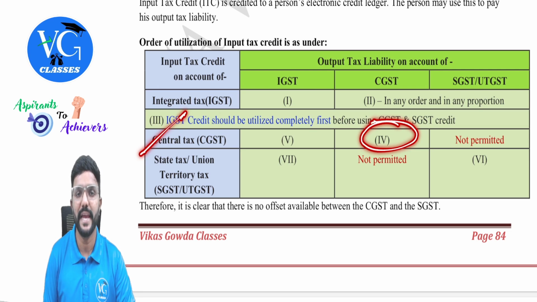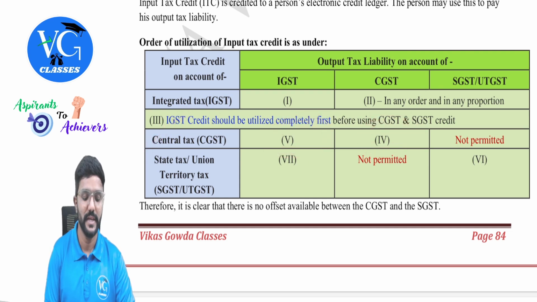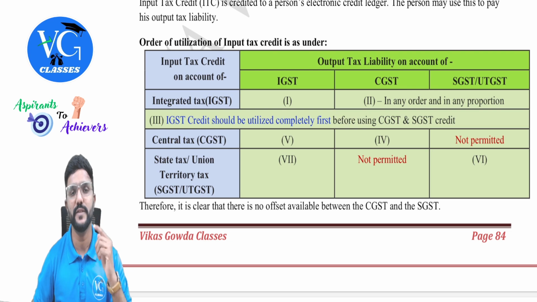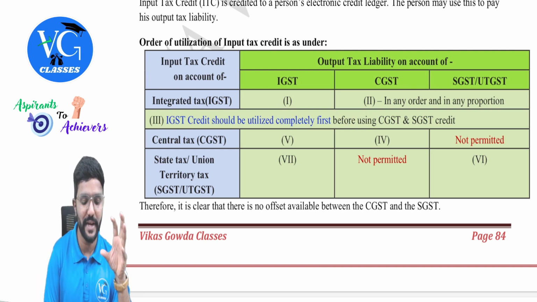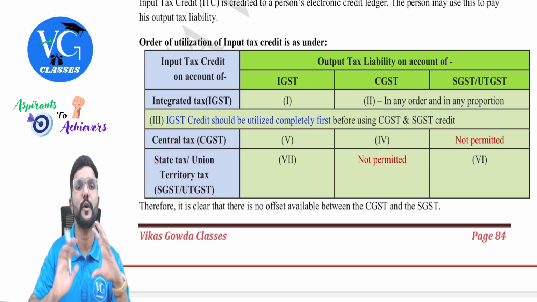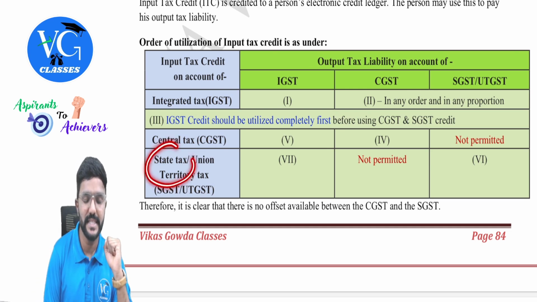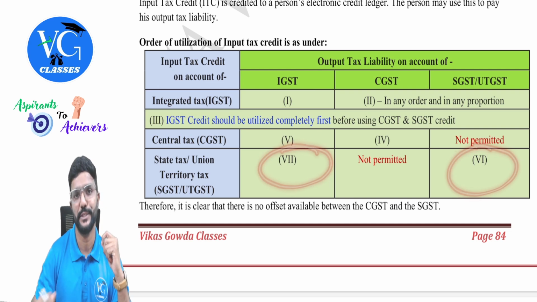If still we have any amount of CGST credit, it will be used against IGST liability. Then the last one is SGST or UTGST, any one credit we will have. Because guys, the payment of GST, filing of returns, utilization of credit, everything is registration wise. So for a particular registration, you will either have SGST or UTGST, not both. So if I have an SGST credit, first I will adjust it against SGST liability. If I still have a balance, I can adjust it against IGST liability.